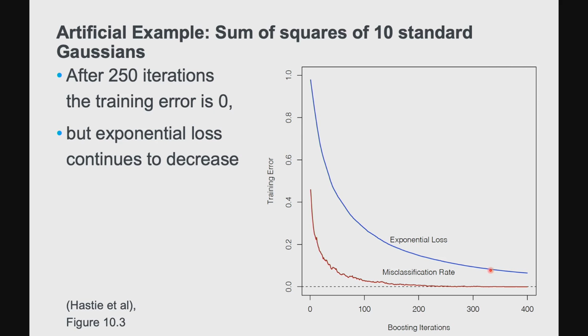How can this be? Why could the exponential loss possibly still improve further? Because the weights are non-zero. Yeah, the answer doesn't quite fit the question, I would say.